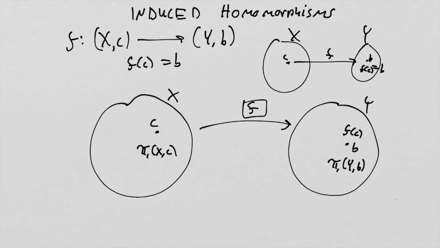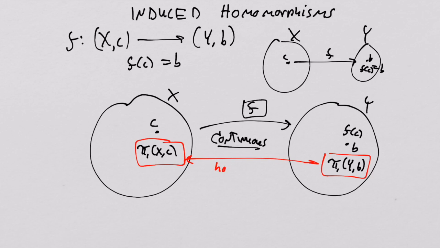If f is a continuous function from X to Y, and we know how to define continuous functions using our point set topology, right? Remember, it's one-to-one, onto, and f inverse maps open sets to open sets, right? So if f is continuous, then what we will know is that the fundamental group at C and the fundamental group at B, these two things are going to be homomorphic.